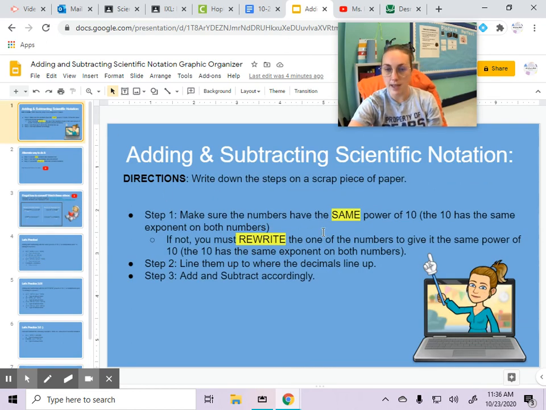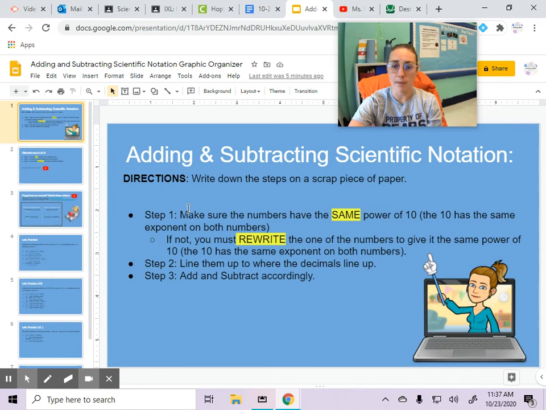Let's look at the first part. When you're adding and subtracting scientific notation, you have to have the powers of 10 be the same. That means that the exponent on both tens on both numbers has to be the same number. If that's not the case, then you have to rewrite one of the numbers to match the other number with the power, or you can turn them both into standard form, add or subtract them, and then turn the answer back into scientific notation. So that's one way to do it.